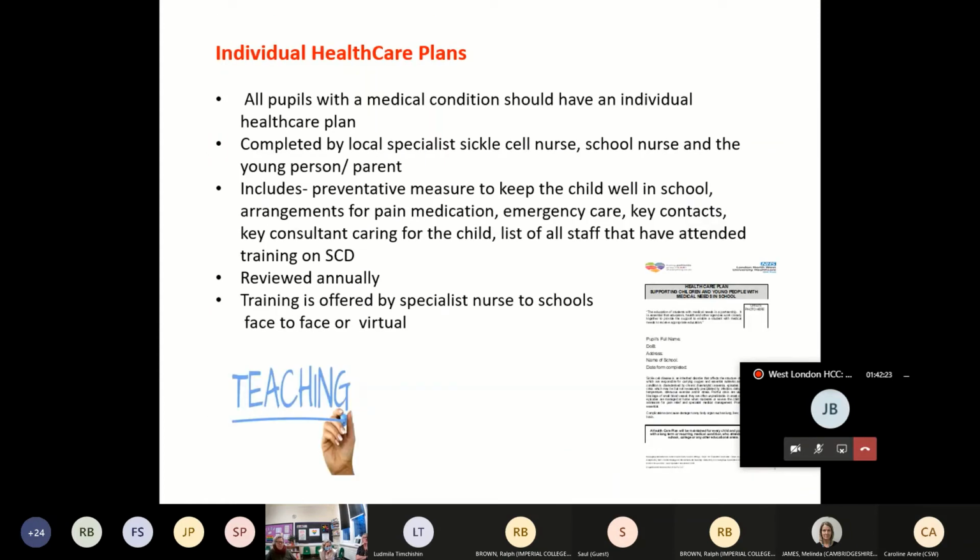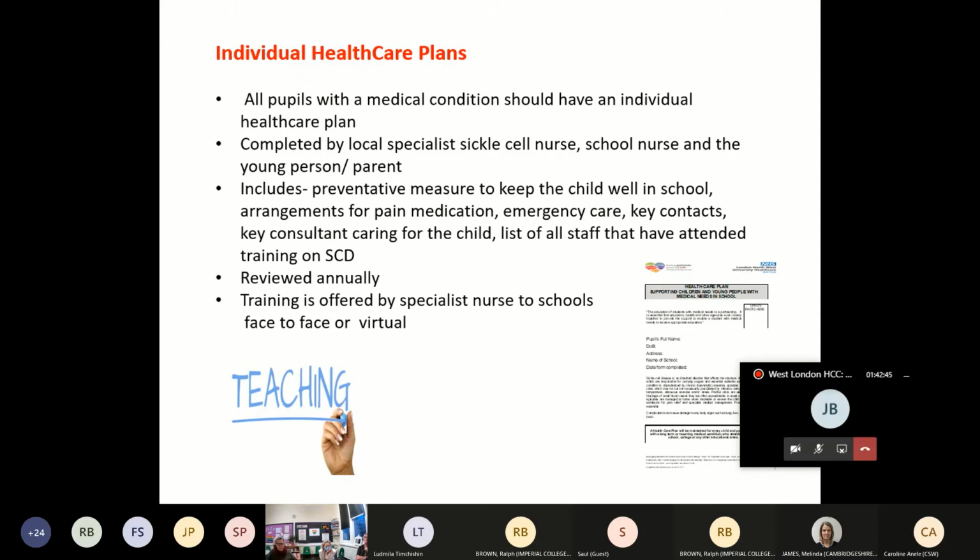So all children with a medical condition, regardless of what it is really, whether it's sickle cell disease or diabetes or anything like that, should have an individual healthcare plan. They are completed by the likes of myself and Caroline as specialist nurses, but generally in conjunction with school nurses and the pupil and the parent.